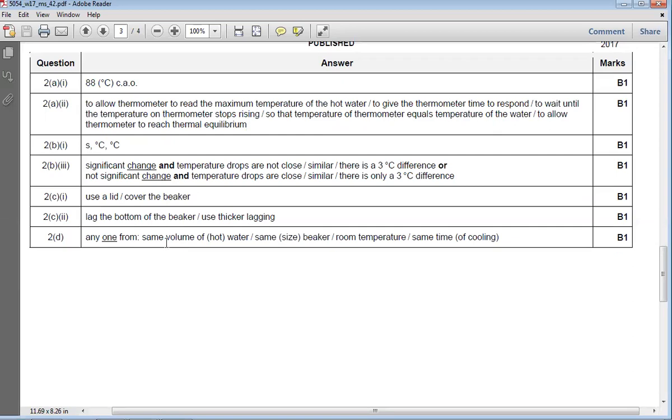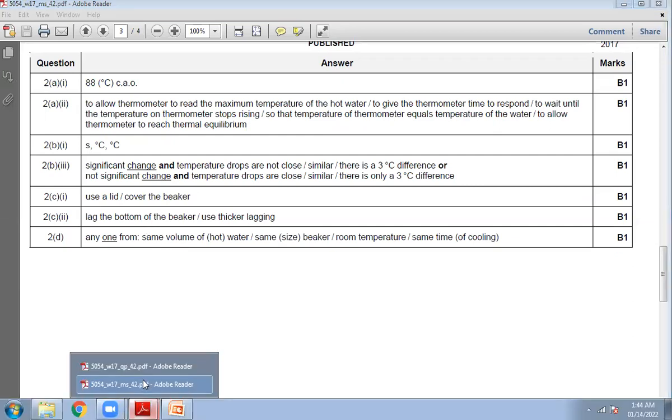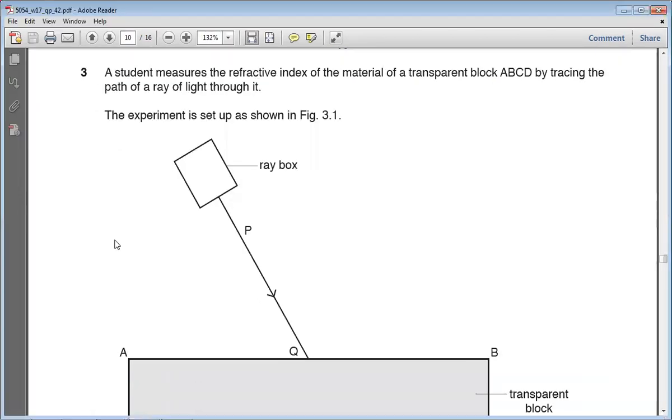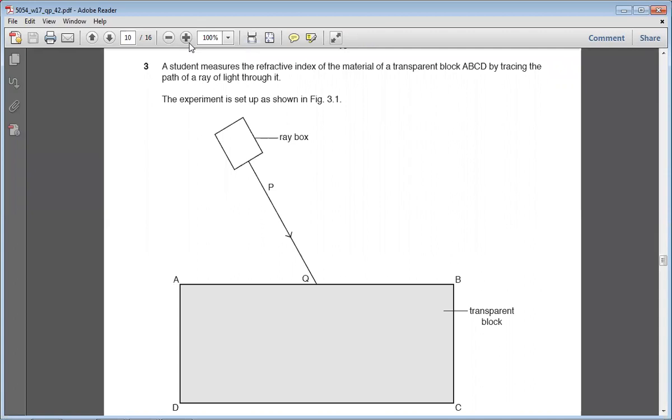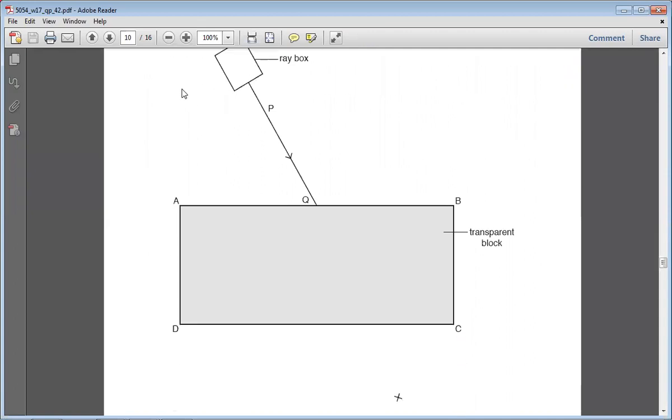Okay, so let's go to the next question. The next question coming up on your screen is question number 3. It says, a student measures the refractive index of the material of a transparent block ABCD by tracing the path of a ray of light through it. The experiment is set up as shown in figure 3.1. So this is that experiment.